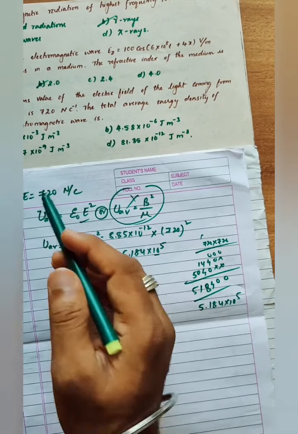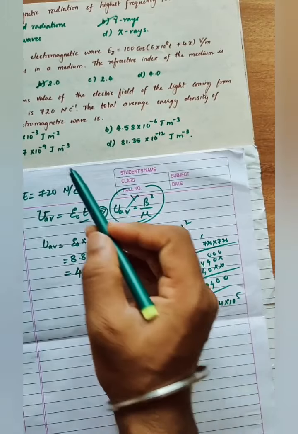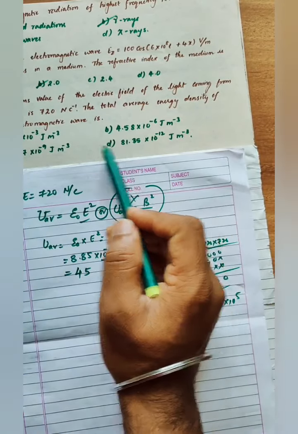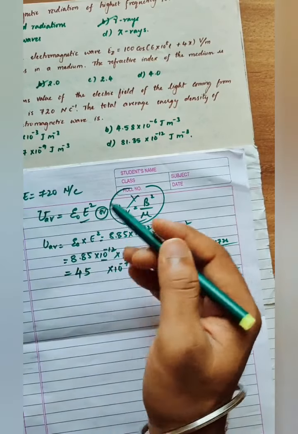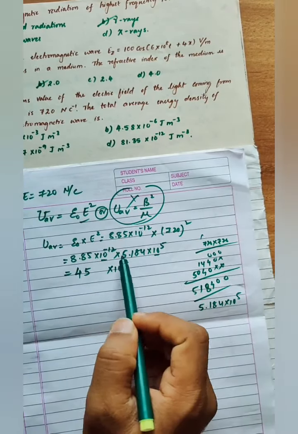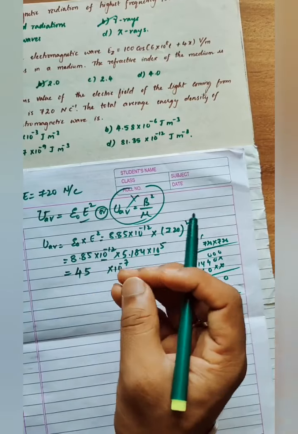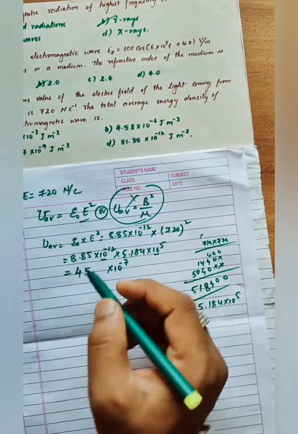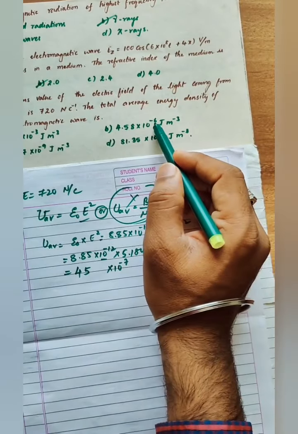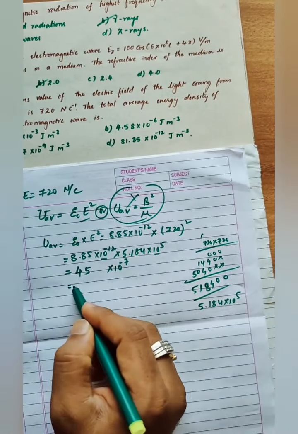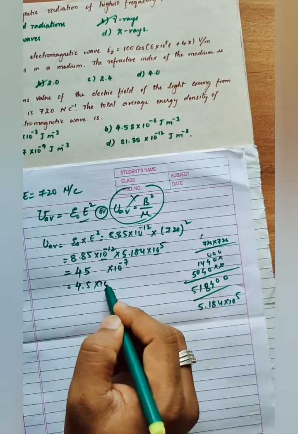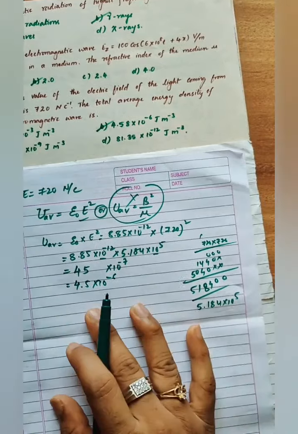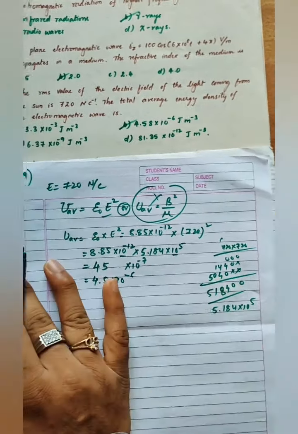In this kind of situation you can look at the options. We have 3.3, 4.5, 8.1 and 6. Obviously 8 into 5 is 40, it is a little bit more than 40. In the options 4.5 is there, but with 10 power minus 6 here and 10 power minus 7 there. It means 4.5 into 10 power minus 6. So that is the answer. Option B is the right answer. So this is how you can calculate without a calculator easily.